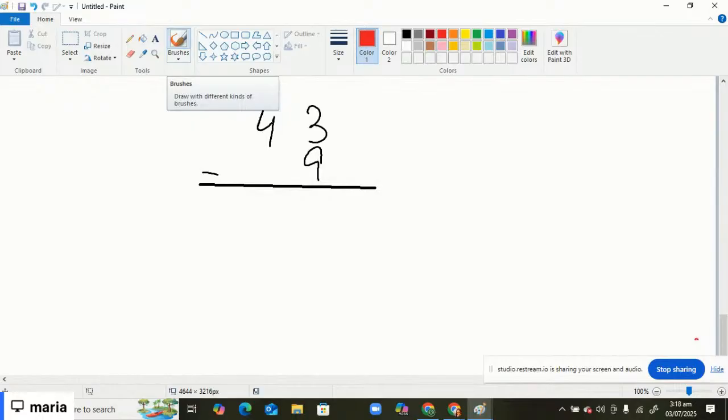So is 3 minus 9 possible? Everyone tell me. Sorry about that. So is 3 minus 9 possible? No, it's not. So what do we do for that? We just take a borrow from the 4. Okay, so 4 becomes 3 and 3 becomes 13.